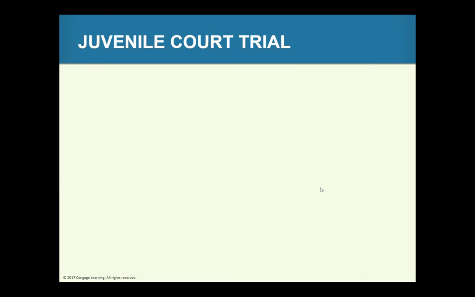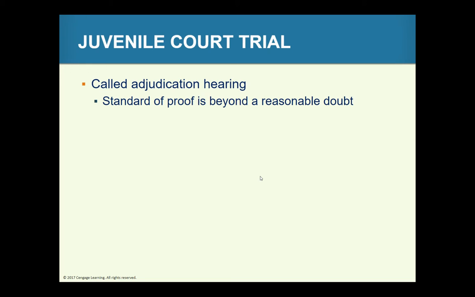All right, we're going to finish out with information on the juvenile court trial process. So a trial in juvenile court is known as an adjudication hearing, and this is held to determine the merits of the petition. Adjudication hearings are comparable to an adult trial, and the case can be resolved in one of three ways.